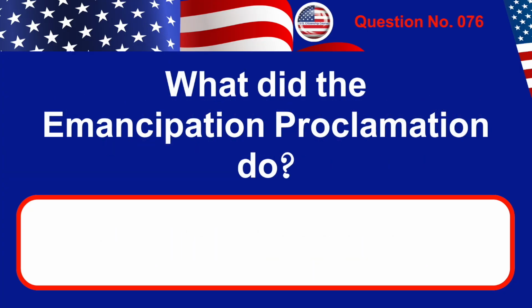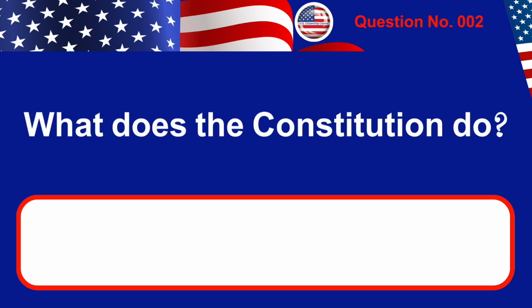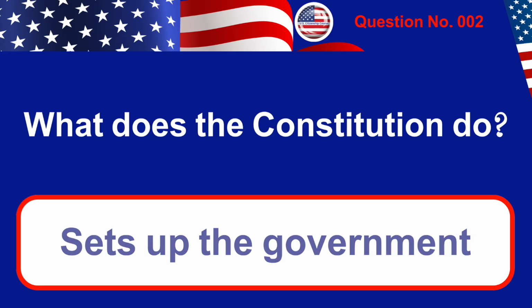What did the Emancipation Proclamation do? Freed the slaves. What does the Constitution do? Sets up the government.